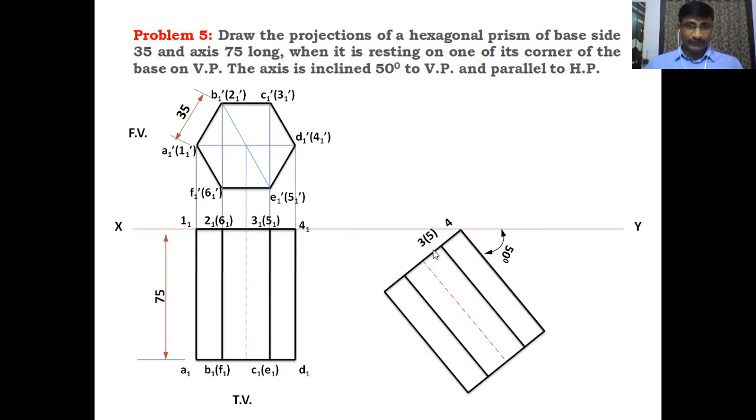This is 3,1 of 5,1. This point is 3 of 5. This is 2,1 of 6,1. This point is 2 of 6. And the next point, 1,1 becomes 1. Okay, these are the points on the next top view without suffix 1. Without suffix 1, we have to locate the points.